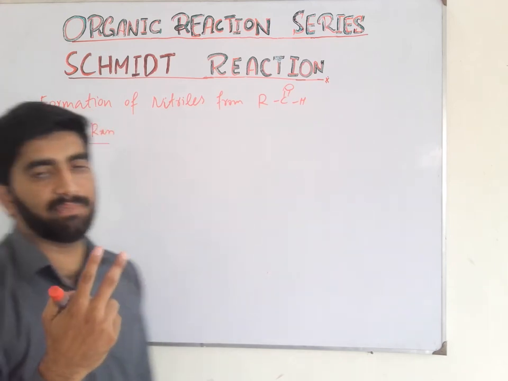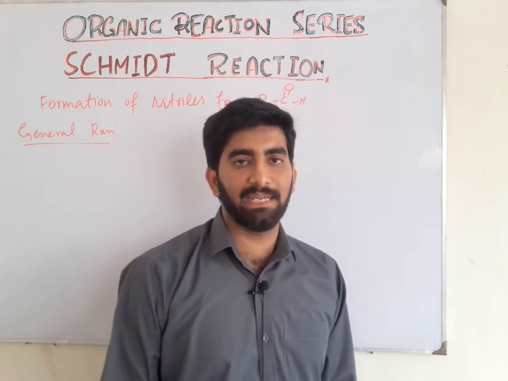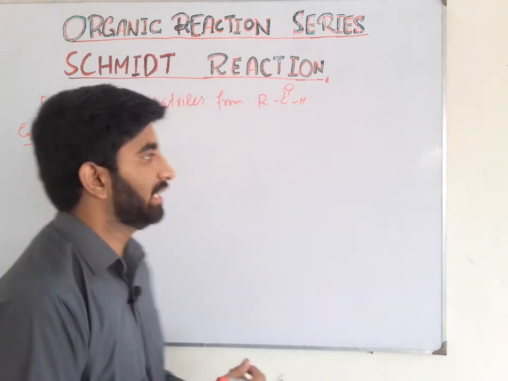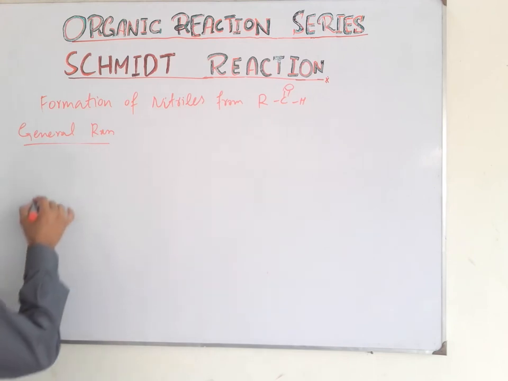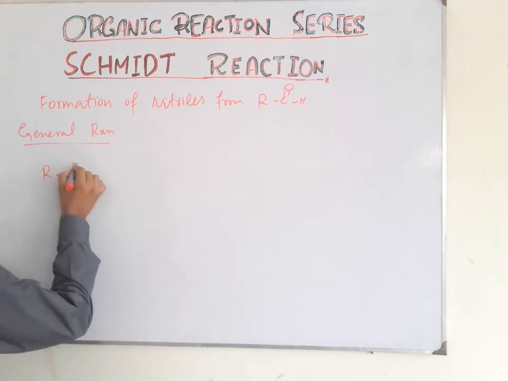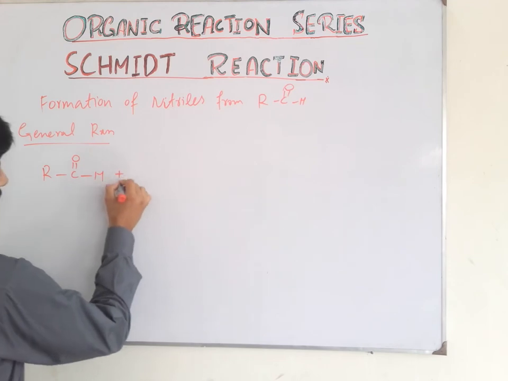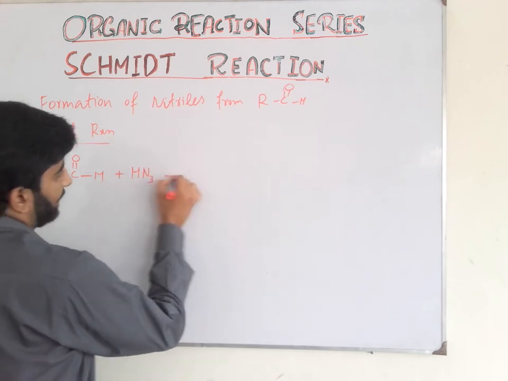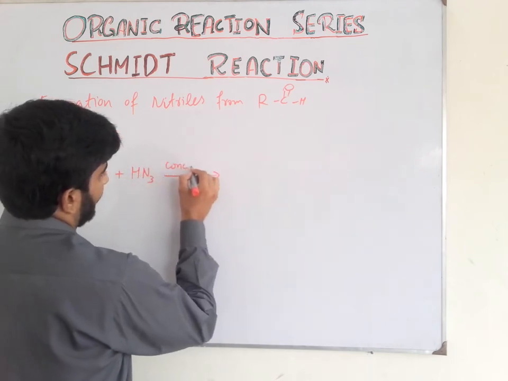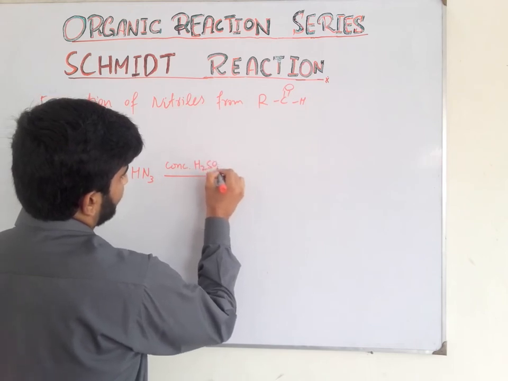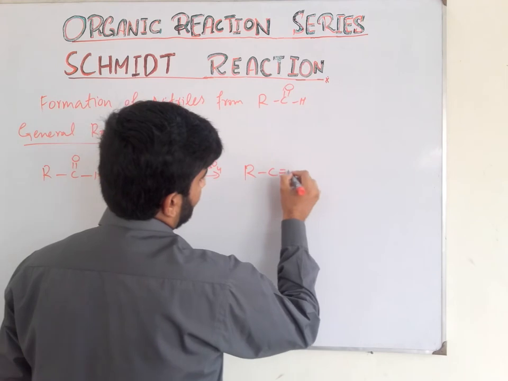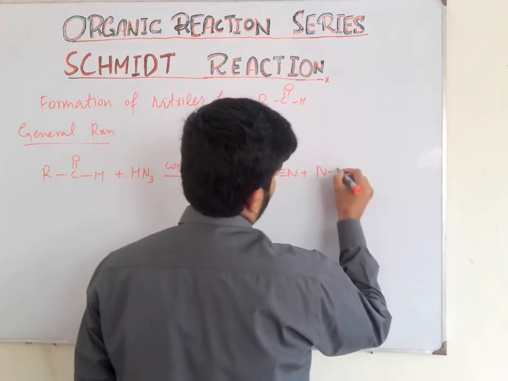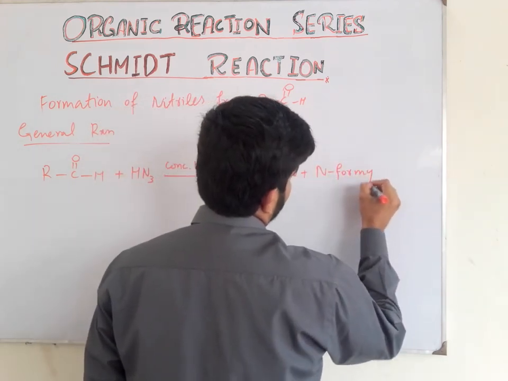Two products are formed in this case. One is the nitrile and the other is the N-formyl derivative, in which nitriles are the major product and the N-formyl derivatives are the minor product. So this is the aldehyde. We add hydrazoic acid in the presence of concentrated sulfuric acid. Then there is formation of a nitrile and N-formyl derivatives.